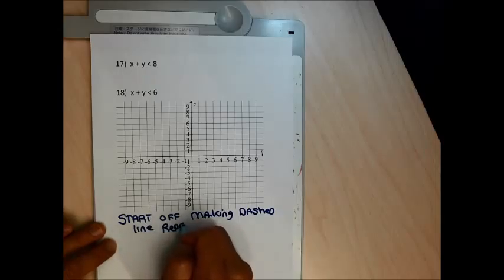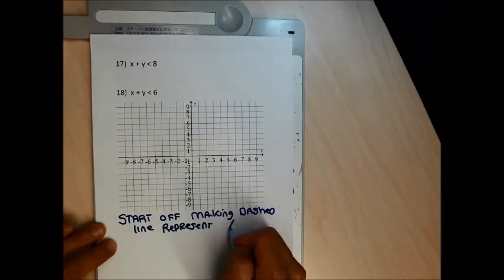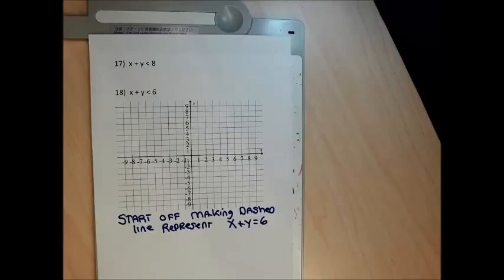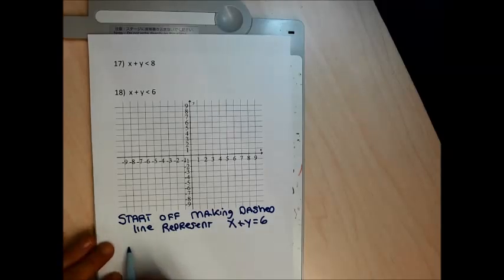And my dashed line needs to represent the border x plus y equal to 6. And in this section, the absolute best way to graph lines that have x's and y's is to find both the x and the y intercept. And what I'm going to do is make a table to get my graph started. I'm going to make an x column and a y column. And I'm going to start off putting a 0 in the x column and figuring out what y I get.